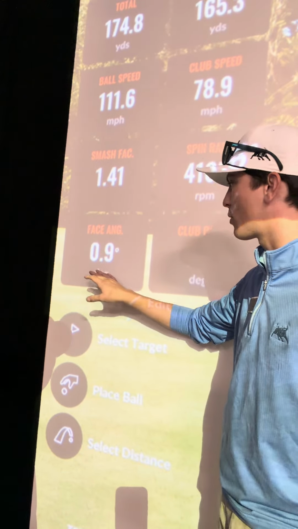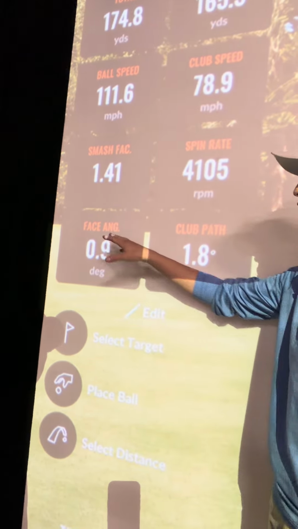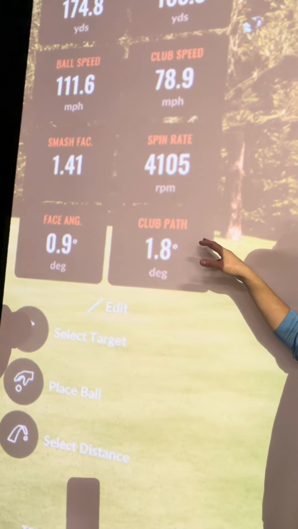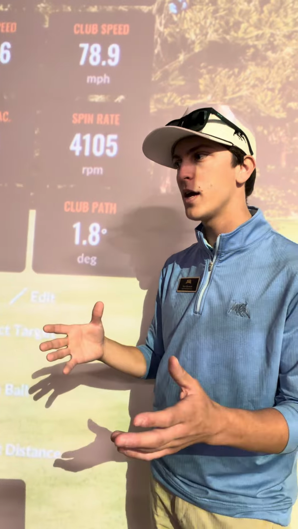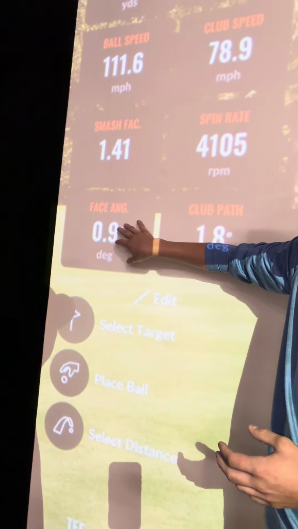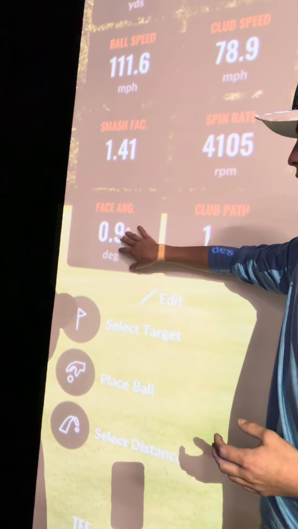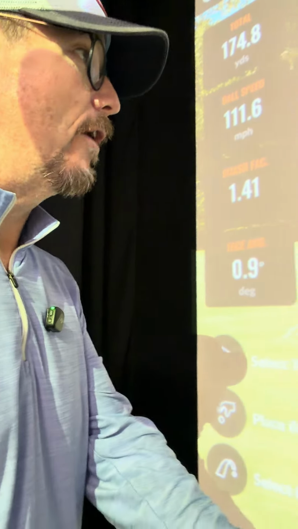Then what comes next are what I think are the two most important numbers that we have currently on the screen. It's going to be our face angle and our club path. Between these two numbers, that's what's going to dictate where your ball goes and then what way it moves after that. So your face angle, this one's really important. This is where your ball's going to start. And that's the angle of the club. When you look down at your club and you're square, that's zero, right? Yep, square is zero. Okay.